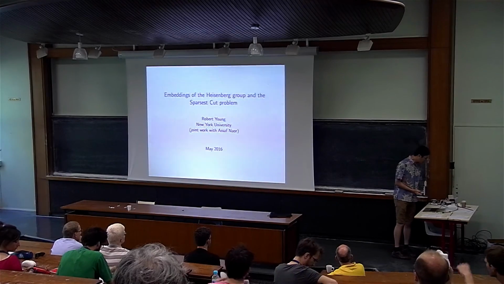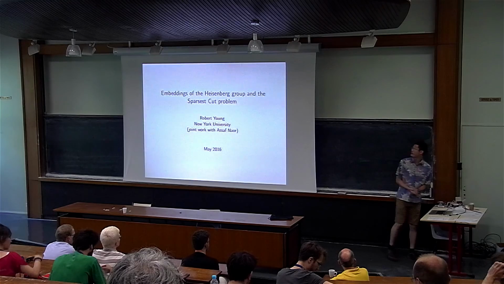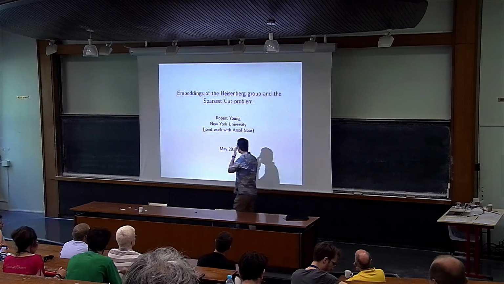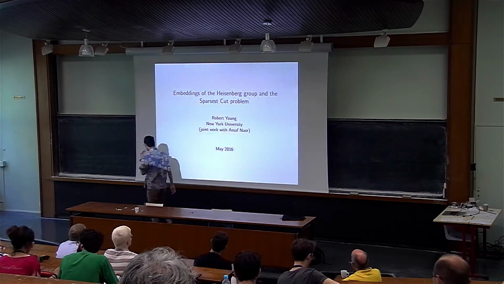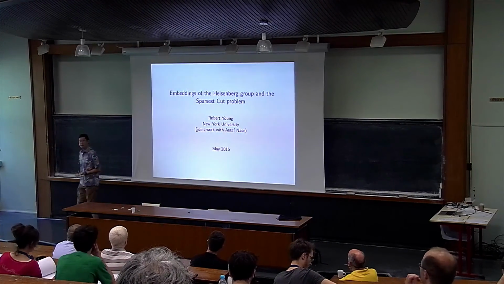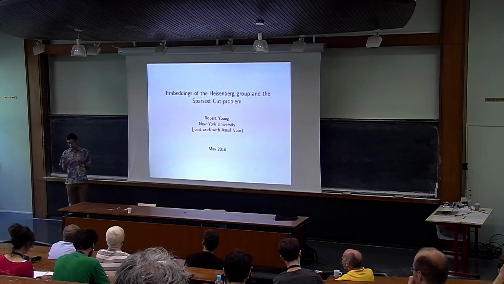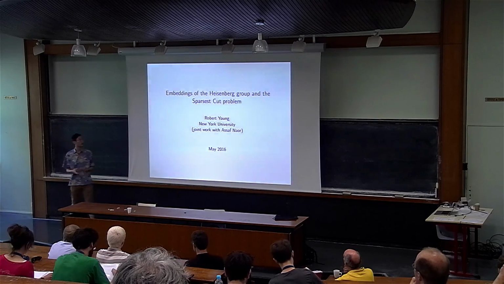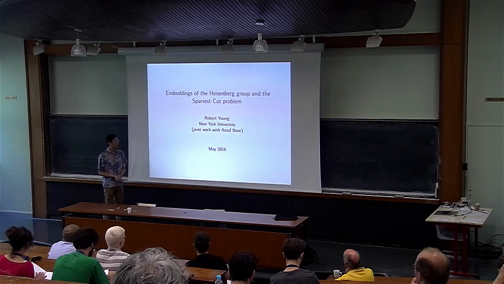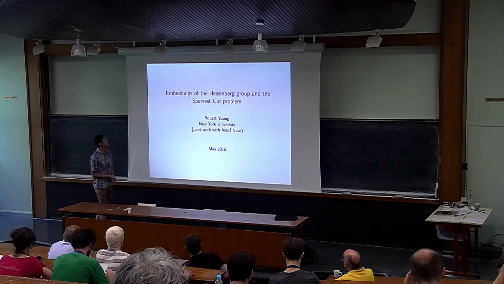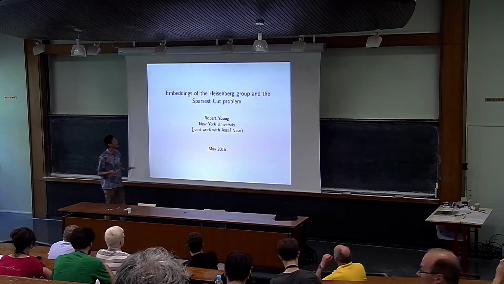So today I want to talk about embeddings of the Heisenberg group and the Sparsest Cut problem. So let me start by saying a couple words about the title. Remember, the Heisenberg group is an object from group theory. It's a nilpotent Lie group. It's the simplest non-abelian nilpotent group. And it can be equipped with what's called a sub-Riemannian metric. So it's really some geometric object.